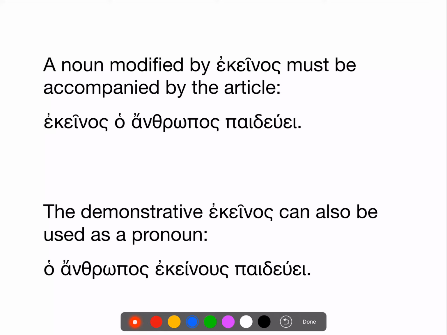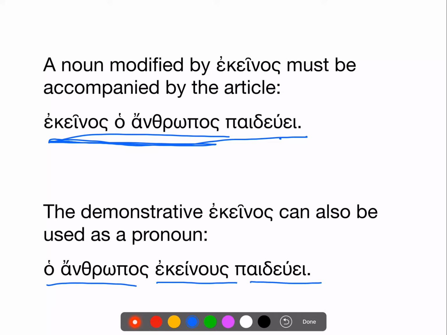A couple of rules for the use of ἐκεῖνος. First, as an adjective, a noun modified by ἐκεῖνος must be accompanied by the article. So here's an example. ἐκεῖνος ho anthropos paideoi. That man, ἐκεῖνος ho anthropos, is teaching. As a pronoun, the demonstrative ἐκεῖνος can be used like this. Ho anthropos ἐκεῖνους paideoi. The man is teaching, and this is masculine plural accusative. The man is teaching those guys.